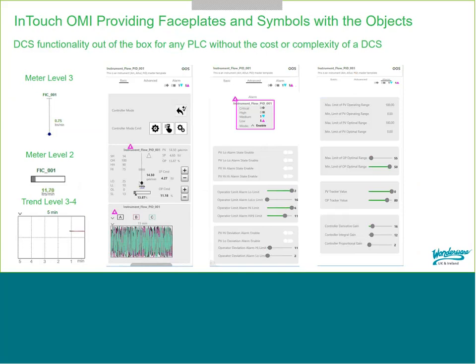For example, there you can see we're showing the PID faceplates for a flow control loop. This one in particular shows the controller mode and all the settings with the PID loop, and the trend at the bottom. And then in the middle you can have things like alarm states, and on the right-hand side we have things like trackers and operating ranges, etc.